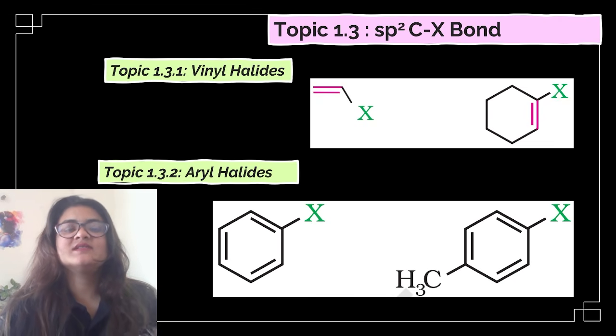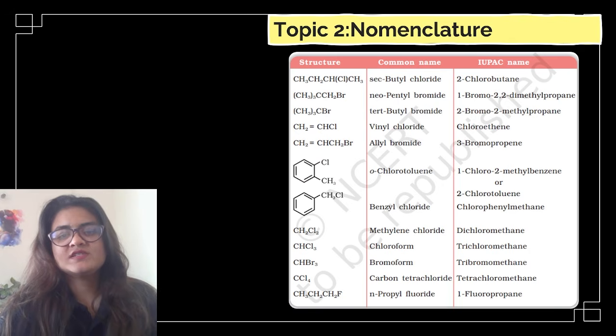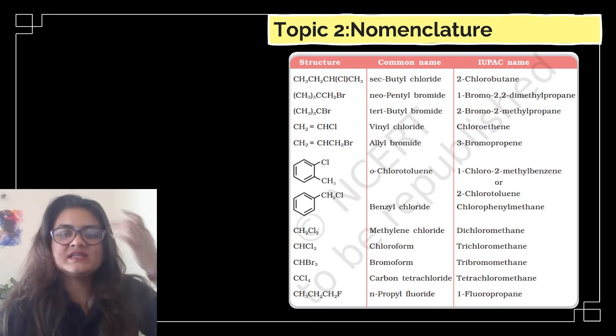Vinylic halide means the carbon that contains the double bond is the same carbon holding the halogen as well, so that is a vinylic carbon. Aryl means if that double bond is a part of an arene, a benzene ring, then you can say it is an aryl halide system. I guess this is clear to you. Let's proceed.